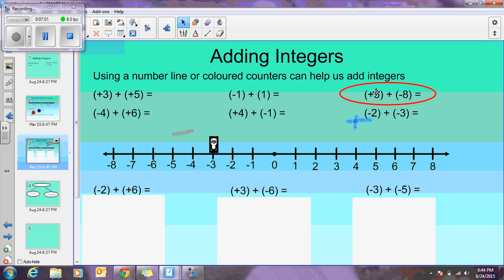Just like if you had $5 and you had to give your parents 8, you're in the hole 3. You're in debt. $3.